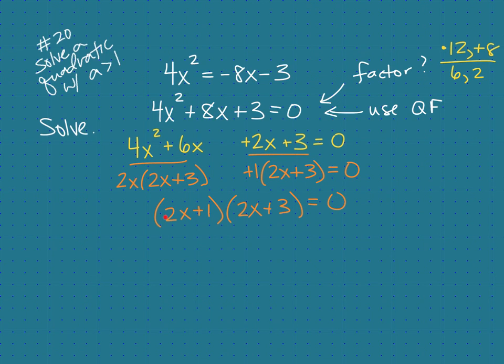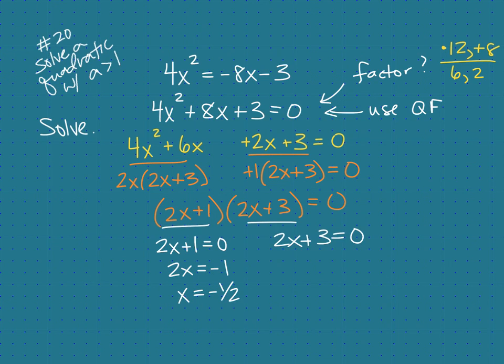Now, from here, if you wanted to double check that you did this right, you could multiply this back out through foiling and make sure you got back out to either here, or here when you combine the 6x and the 2x. All right, then we set each factor to 0. So we set 2x plus 1 equal to 0, and we set 2x plus 3 equal to 0 and solve. So we'll subtract 1 and divide by 2. So negative 1/2 is a solution. Here we'll subtract 3 and divide by 2. So negative 3/2 is our other solution.